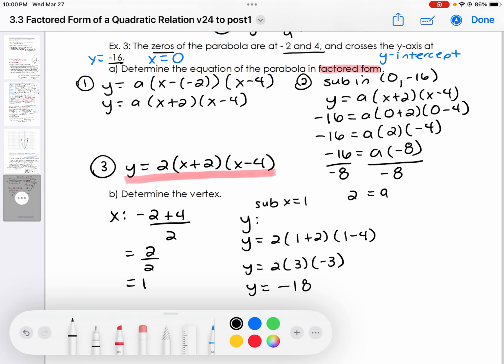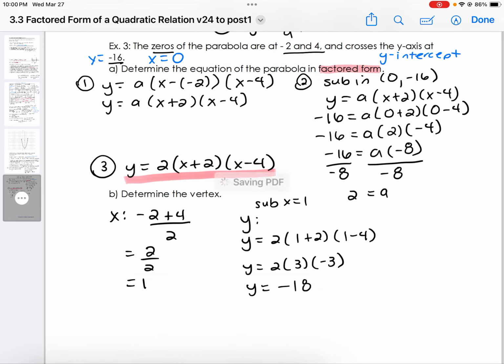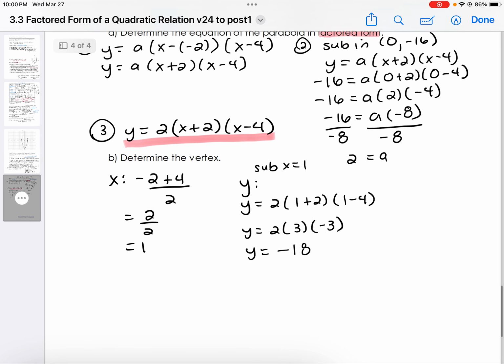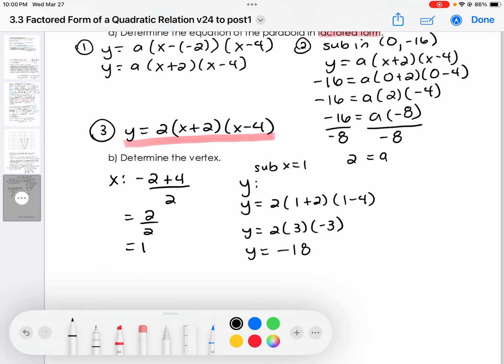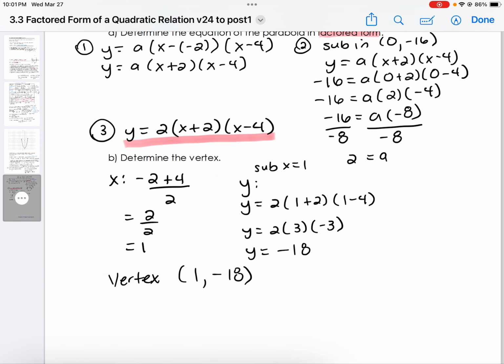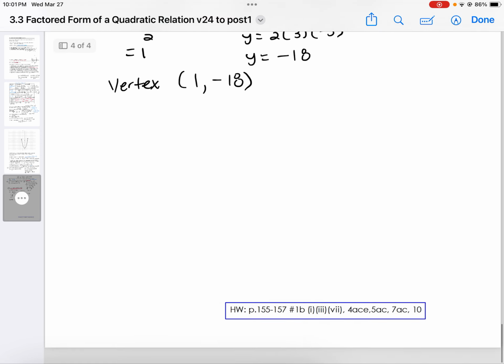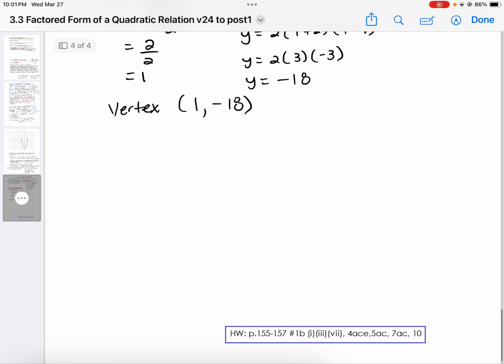So again, I would accept that if you skip the middle step, but you would definitely have to make sure you knew how to use brackets in your calculator, and then we would want to write the vertex as an ordered pair, 1, -18.